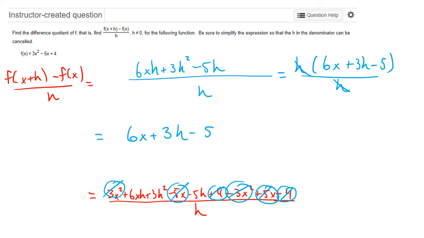These difference quotients are used all the time in calculus. If you go on to take Calculus 1, you'll be computing a lot of different difference quotients when you define something called the derivative of a function.